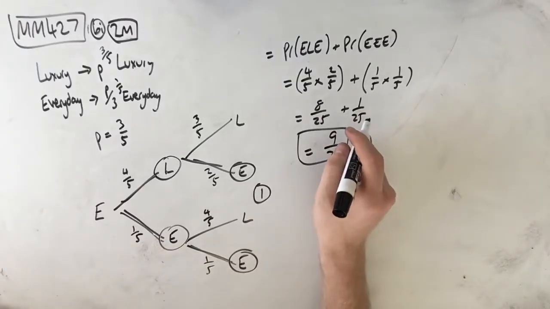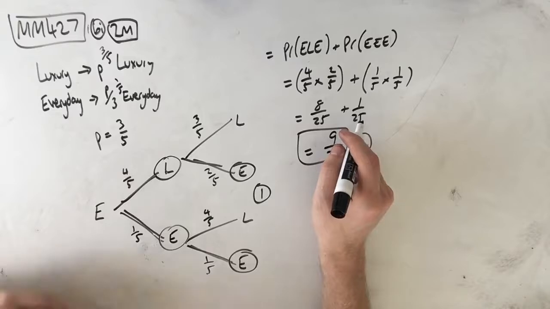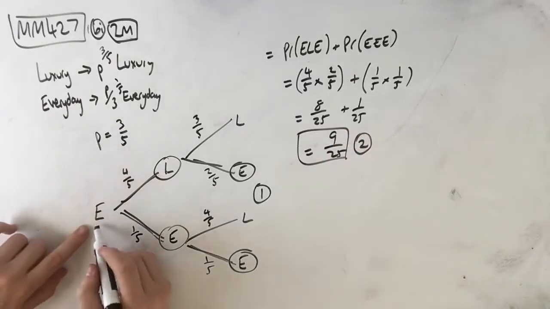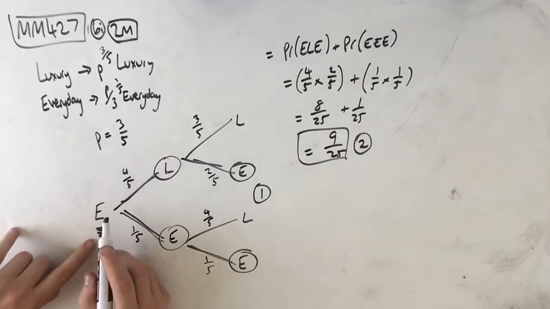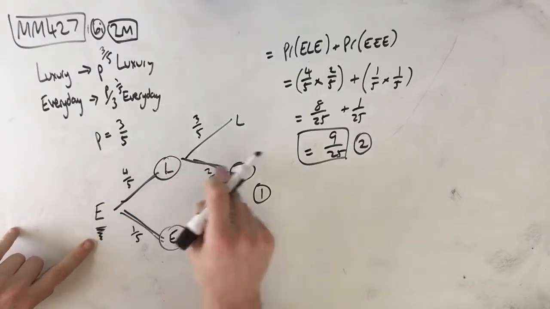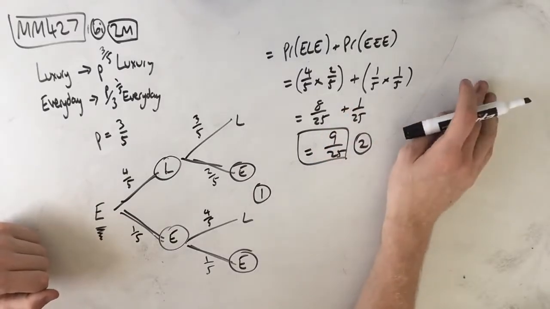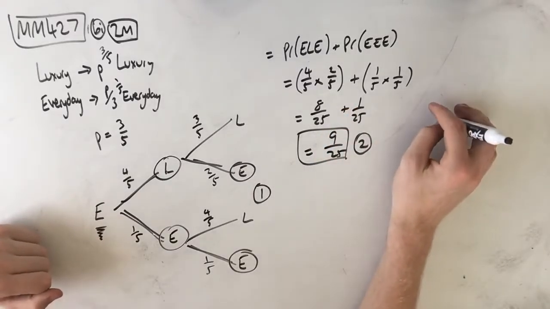So guys, this is actually kind of a trick question because it says given that the first car sold was also an everyday car, but we don't actually have to use a given formula. We just need to use that information to start our tree diagram, okay? So it's just the fact that LE and EE, they're the only things that we need to take into consideration here. So there are 2 marks for BI. Let's move on to part BII.